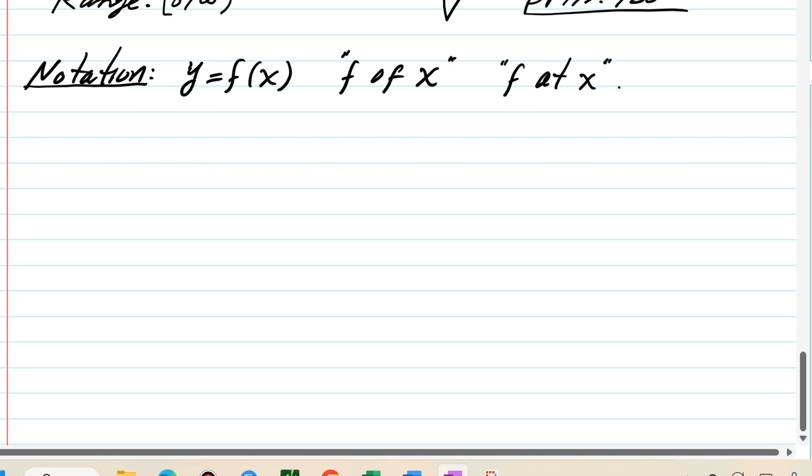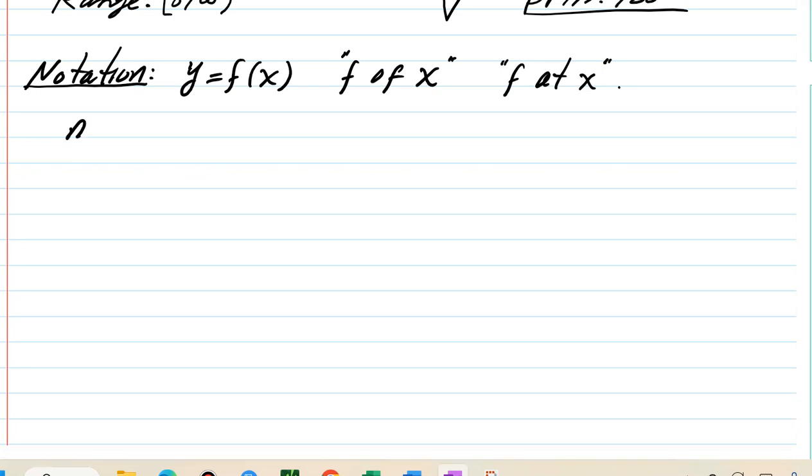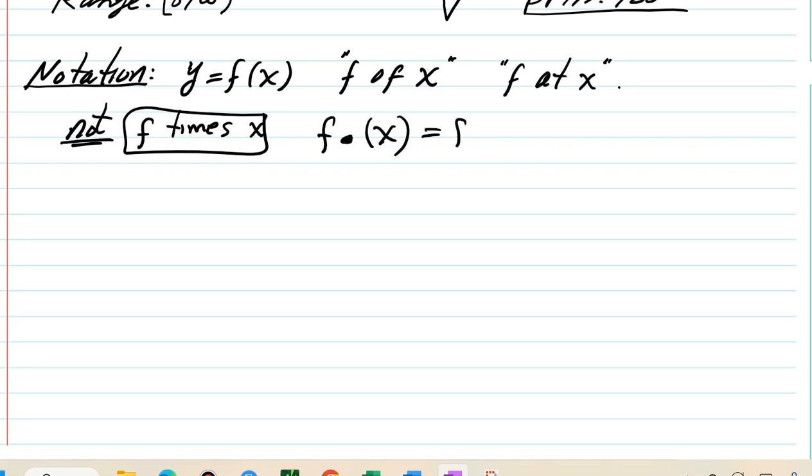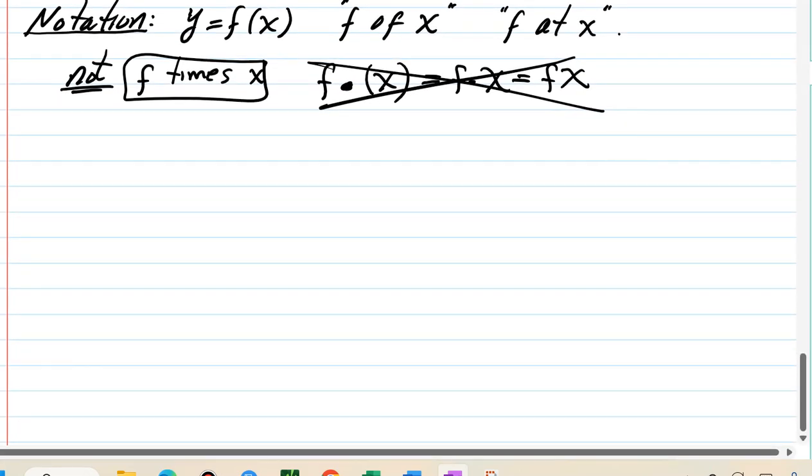One thing is that it's not f times x. Okay, so be careful. F times x, that's not true, because f times x like that, we don't mean it in that way at all. This isn't what we're meaning. It's just a notation. So there you have it.